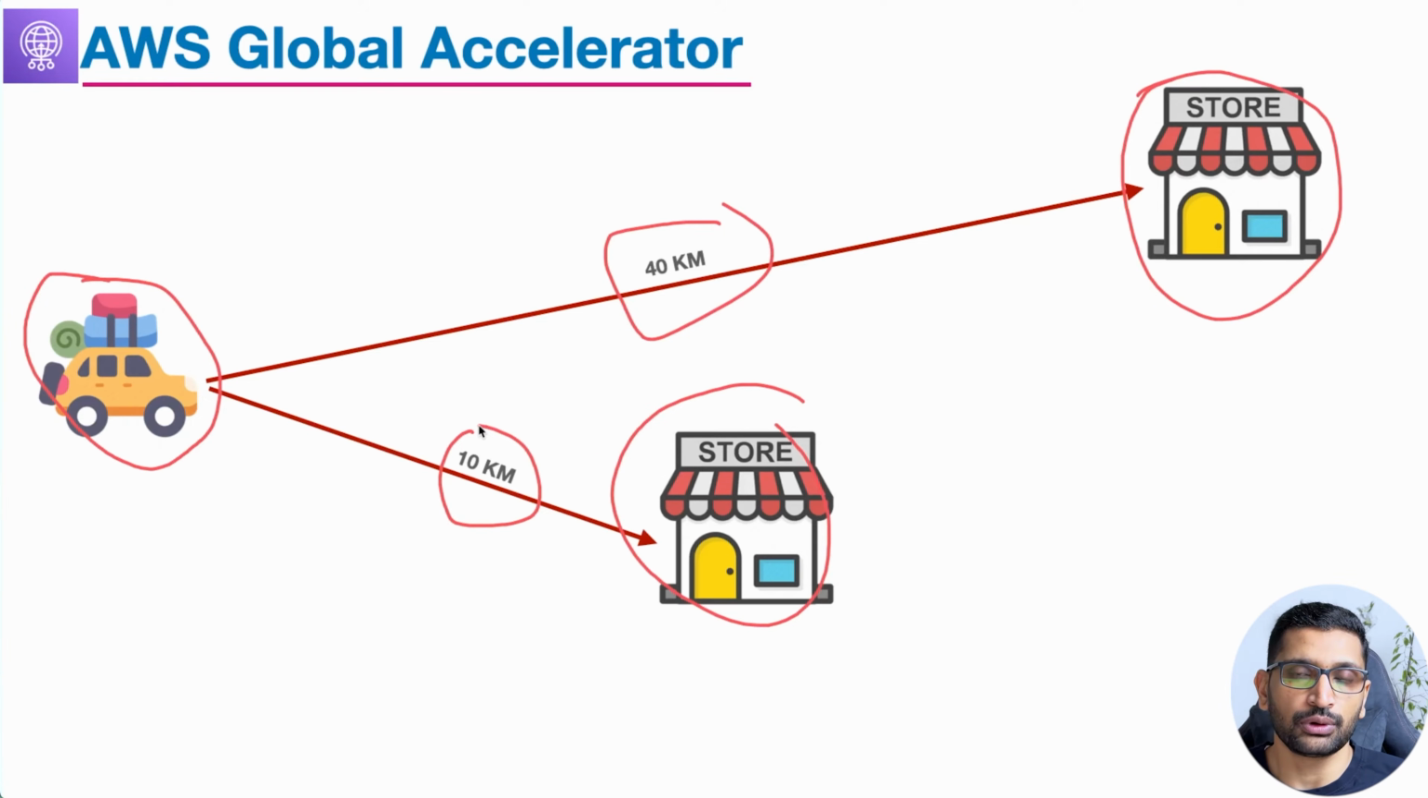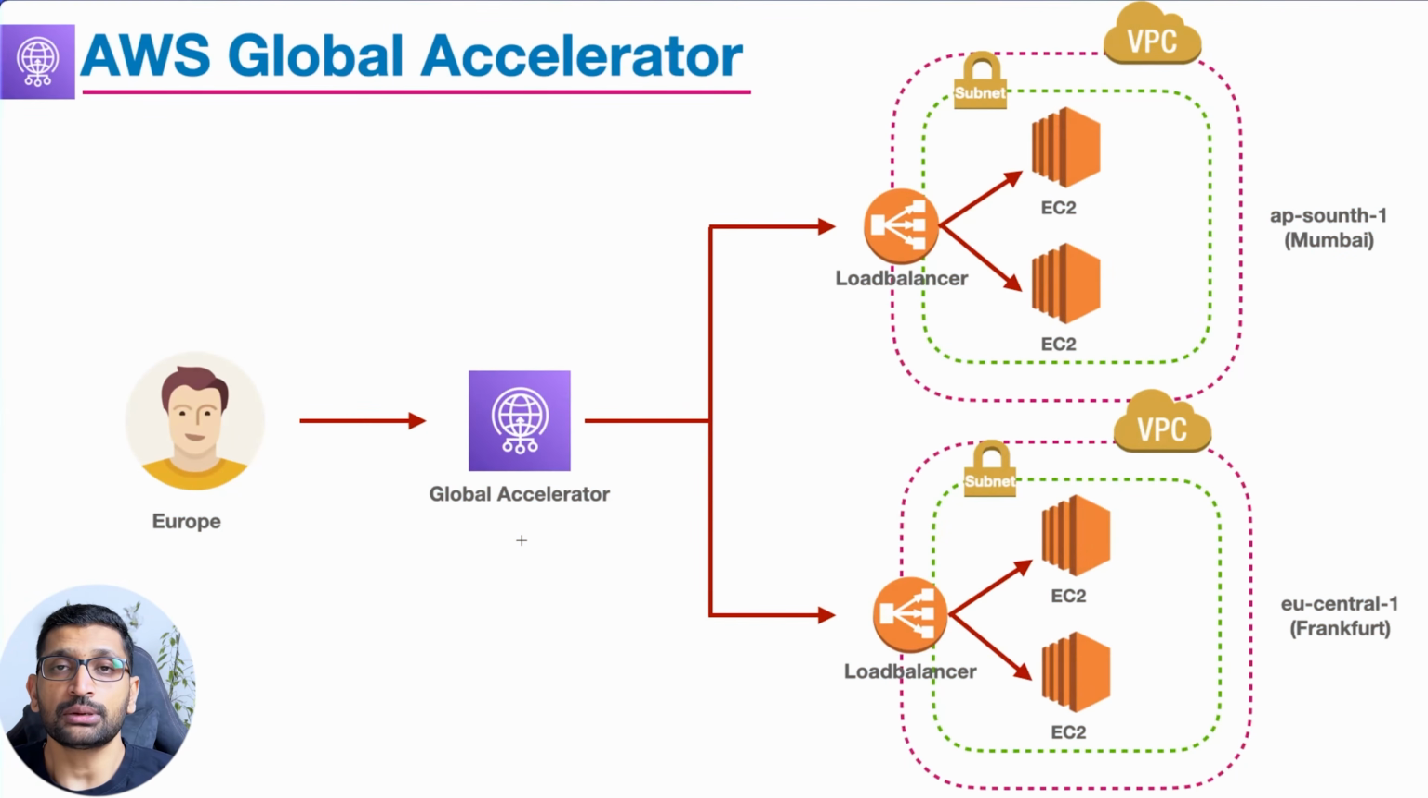The obvious choice would be that you will choose the grocery store which is nearest to your home, so that you incur less fuel charges for your car and you can save some of your time, which is really crucial for you. And the same concept is applied to the AWS Global Accelerator.